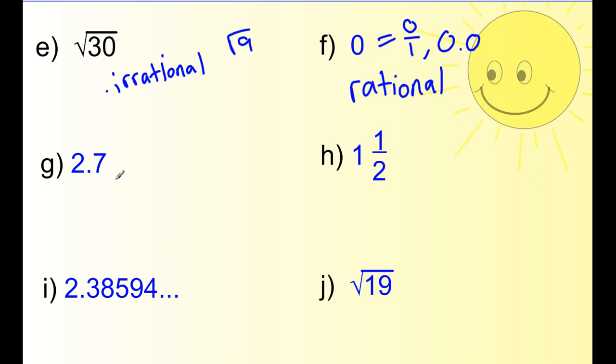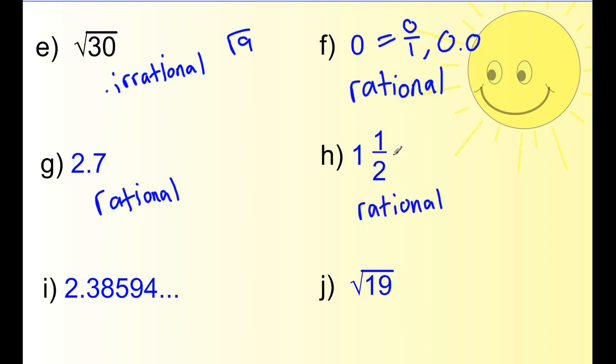Letter G. Letter G, you should have said, is rational. And it's rational because this is a terminating decimal. It stopped. It doesn't keep going forever and ever and ever. It's done. So it's rational. Letter H. This number is rational.